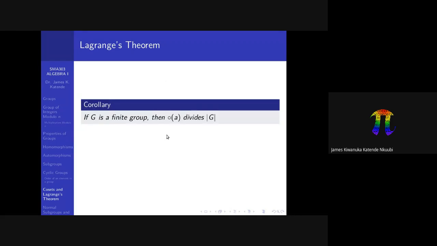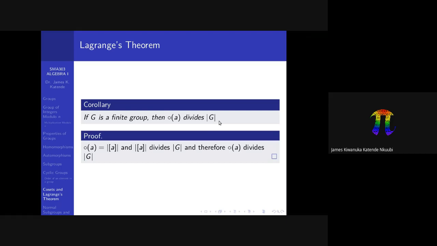So now we look at some consequences of Lagrange's theorem. The corollary says if G is a finite group, then the order of A divides the order of G for any element A in G. I think I need to rewrite this so that it's complete. So A is an element in G, and the order of A must divide the order of G. We can try to prove this.